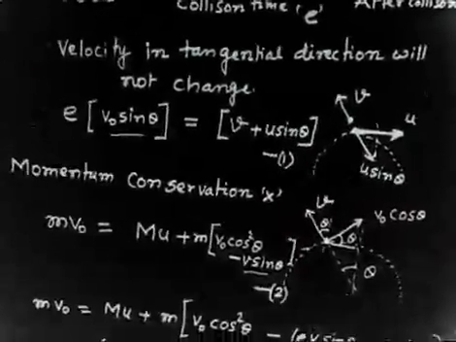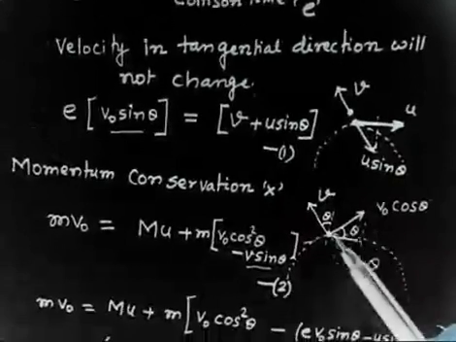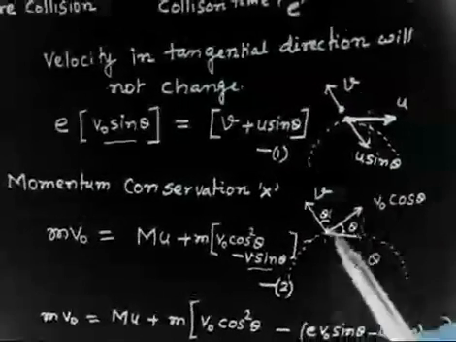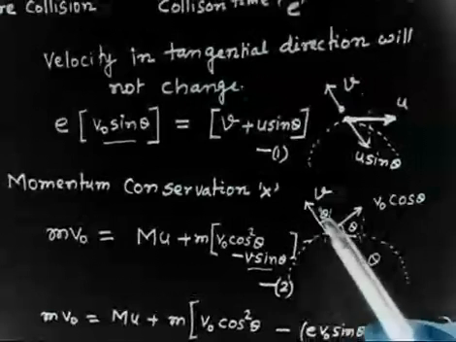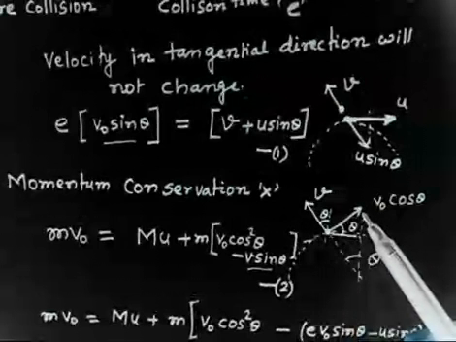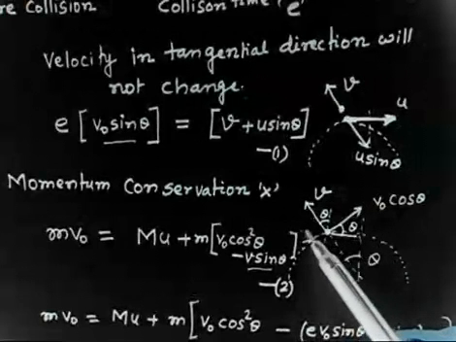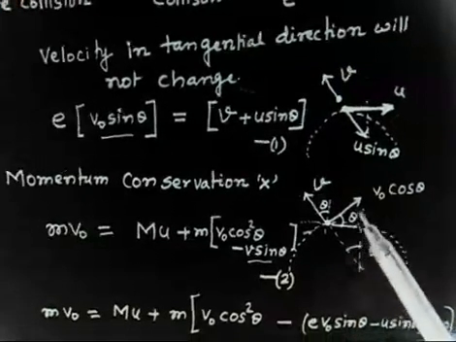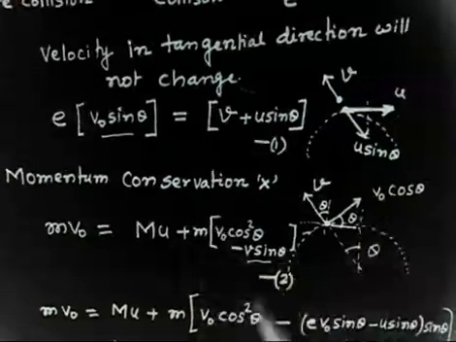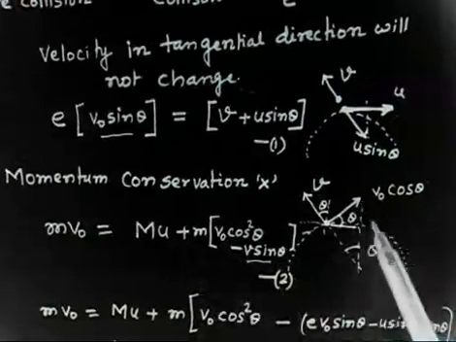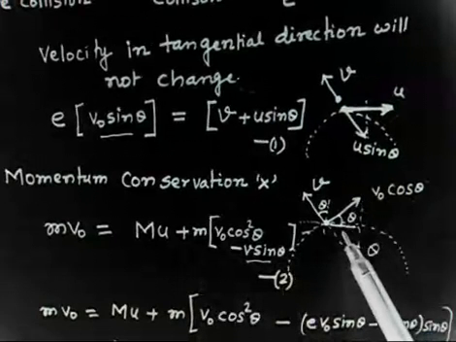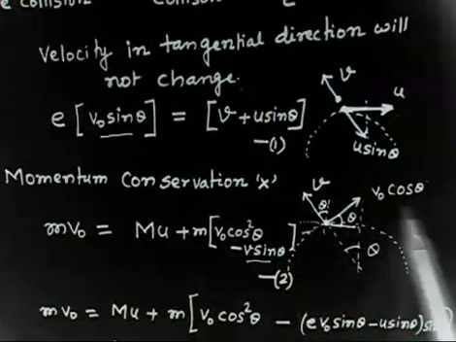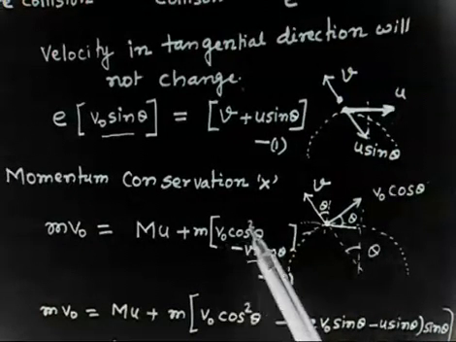Now for the smaller mass, it is going in this direction with speed v, and in this direction v naught cos theta. What is the total velocity in the x direction? I need the velocity in the x direction, so I will have mass into velocity in the x direction. This velocity in the x direction is v naught cos theta, again times cos theta, so v naught cos square theta, and this is positive x, so v naught cos square theta.